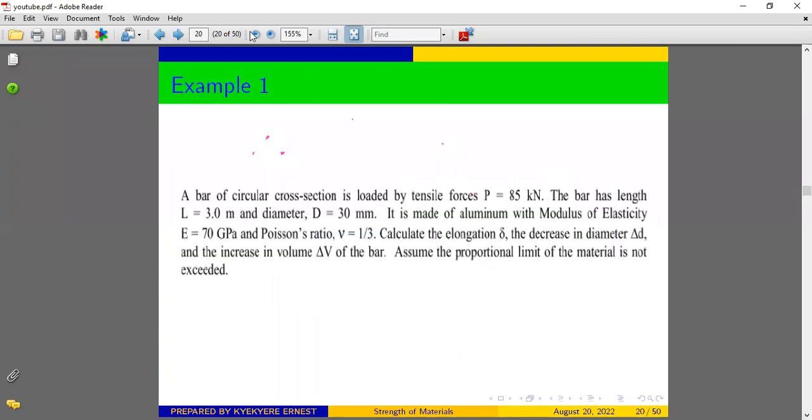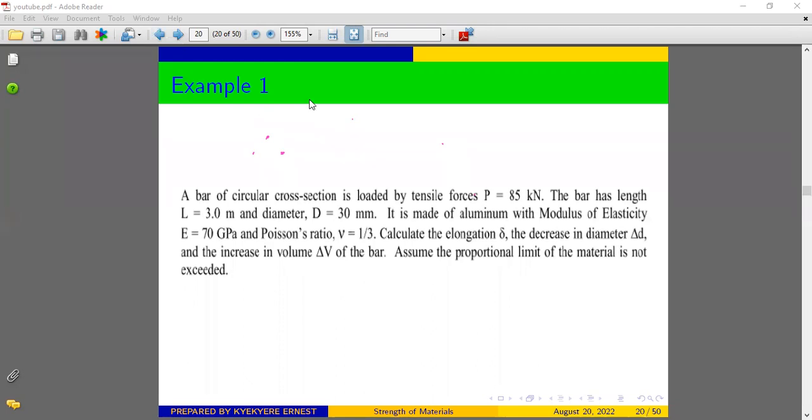Yes, we have a question. A bar of circular cross section is loaded by a tensile force P equals 85 kilonewtons. The bar has length L equals 3.0 meters and diameter D equals 30 millimeters. It is made of aluminium with modulus of elasticity E equals 70 GPa, gigapascal, and Poisson's ratio V equals 1/3. Calculate the elongation delta, the decrease in diameter, change in D, and the increase in volume, change in V, of the bar. Assume that the proportional limit of the material is not exceeded.